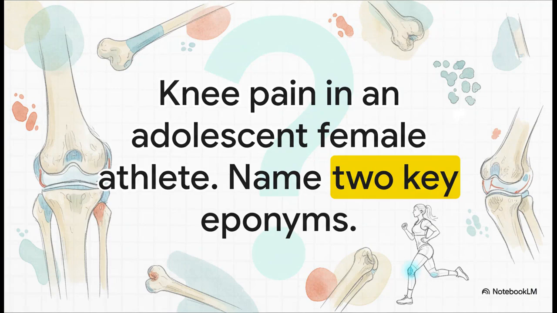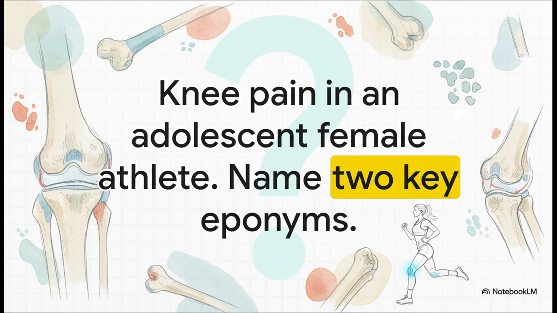Okay, let's put this into practice with a quick case. You've got a 14-year-old female basketball player. She comes in with chronic anterior knee pain, and it's right on her tibial tuberosity. So based on what we've just discussed, what should be popping into your head? Well, the most obvious answer for that specific pain is Osgood-Schlatter, right?